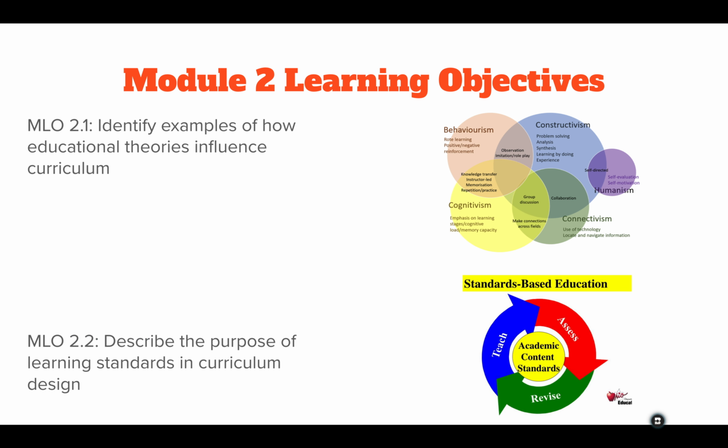So in Module 2, we're going to identify examples of educational theories and how educational theories influence curriculum. For example, behaviorism, constructivism, connectivism, humanism, cognitivism. So we're going to be learning about all these educational theories and how they influence curriculum. And then we're also going to describe the purpose of learning standards in curriculum design. So how do we use learning standards in order to create curriculum?